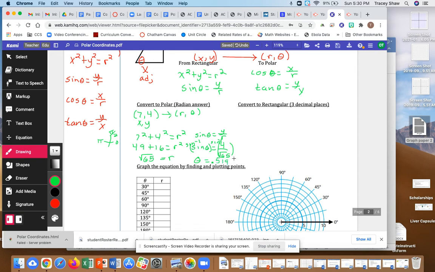Now you may be thinking, wait a minute, is 0.519 in the first quadrant? Because 7, 4 is in the first quadrant. Well, pi over 2 is actually 1.57. So from 0 to pi over 2, which means 0 to 1.57, 0.519 would be in the first quadrant. All right, so my answer is square root 65, because that's my radius, and my angle is 0.519.